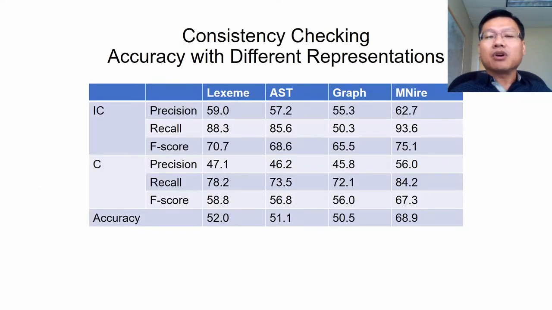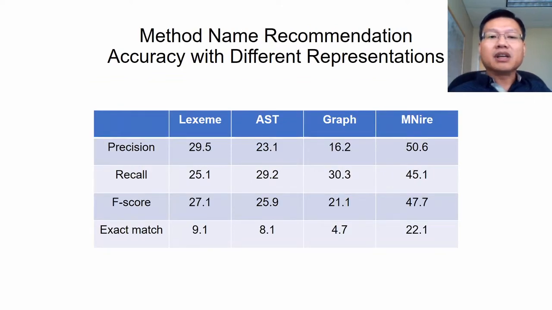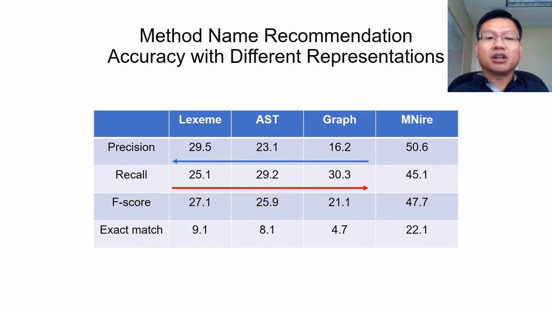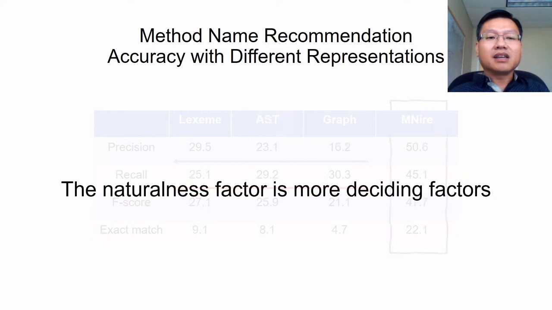We also compared different representations. Instead of just the bag of words, we use lexemes, we use the abstract syntax tree, we use the graph of the code, and then do the prediction. Interestingly, you see that when the representation gets more complex, from lexeme to AST to graph, precision reduced, recall increased a little bit, but the F-score actually reduced. Therefore, we conclude that for name recommendation, the names of the entities are more important than the structure of the code.